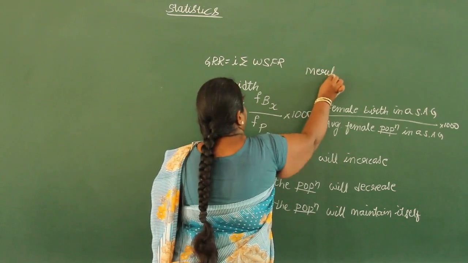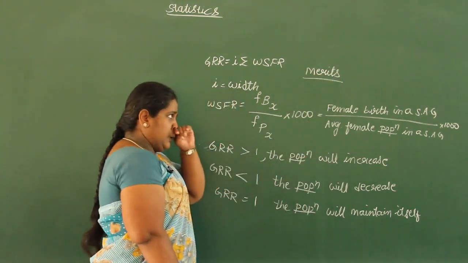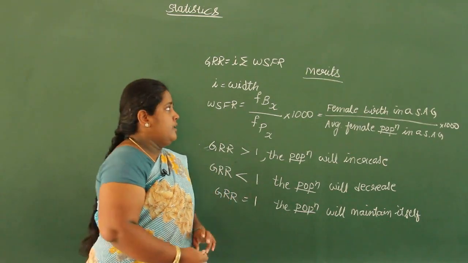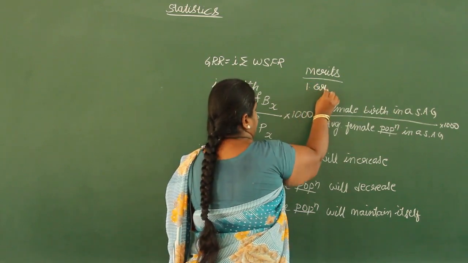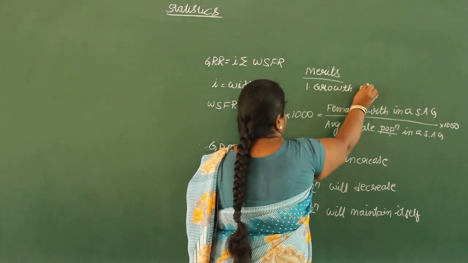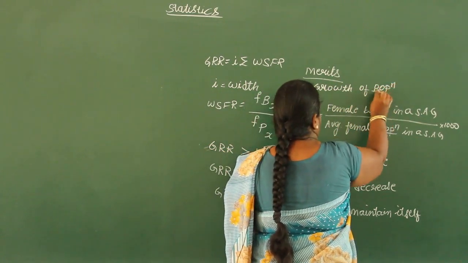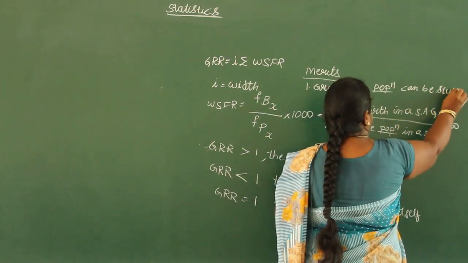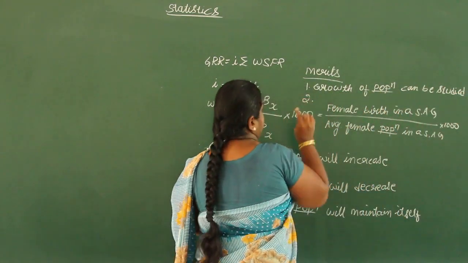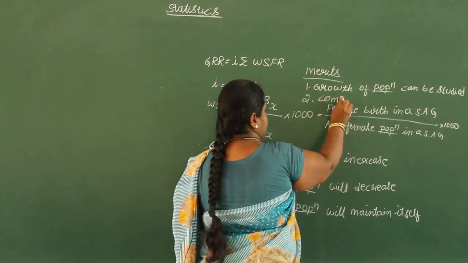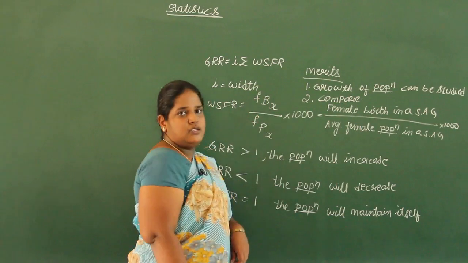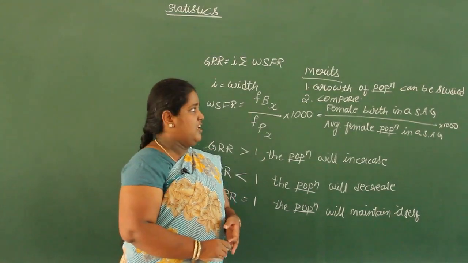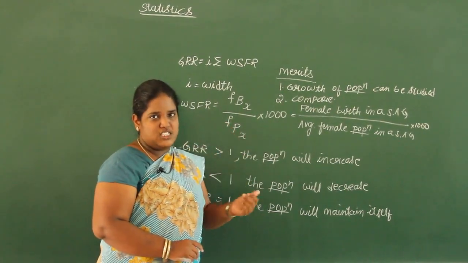So under the merits of the gross reproduction rate, the growth of the population can be studied using this method. And if you have to compare the reproduction rate, whether it is within the same population or different populations, you can study it by using the gross reproduction rate.